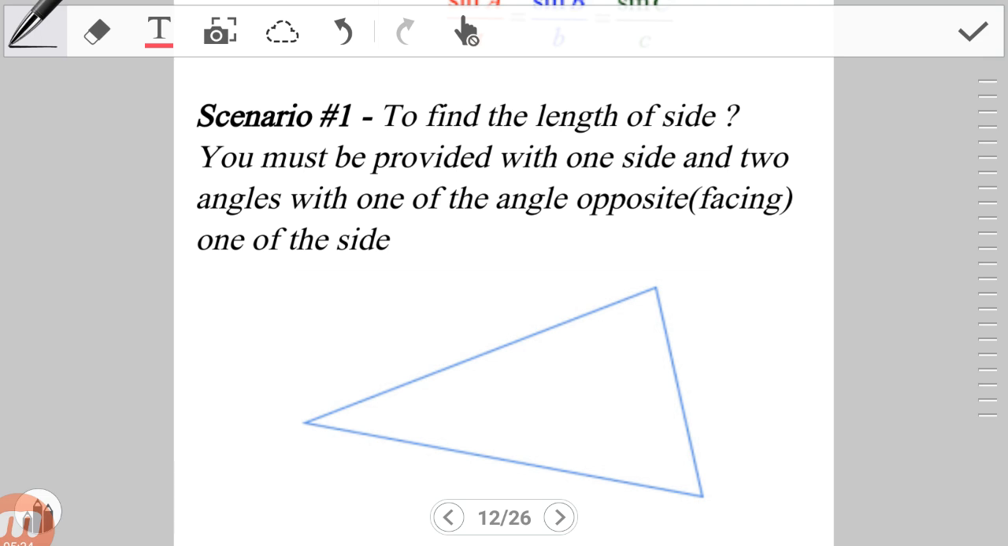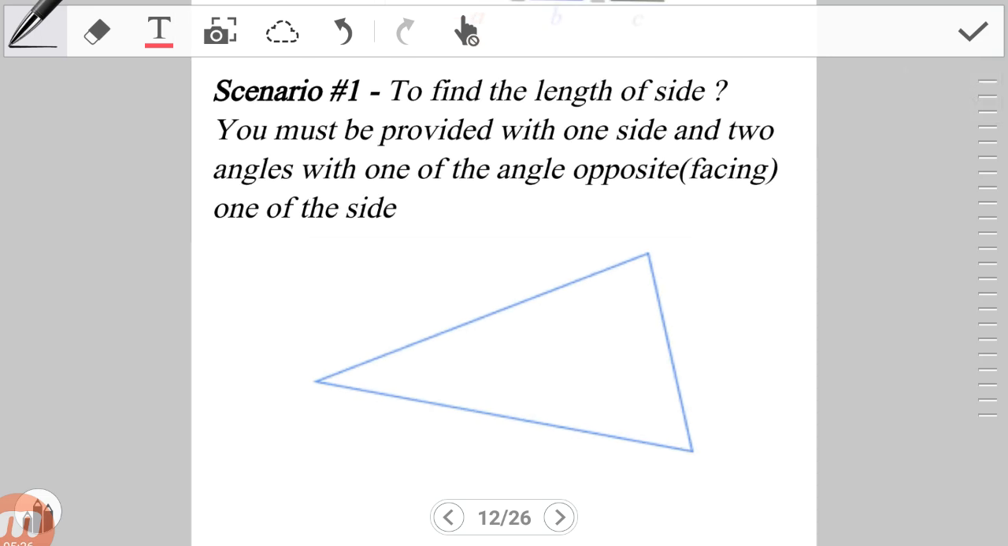So let's say, for example, I look at this blank scalene triangle, or whatever triangle this may be. I can simply say, for example, this here is side A. That means I must be provided with an angle here, that is angle A.